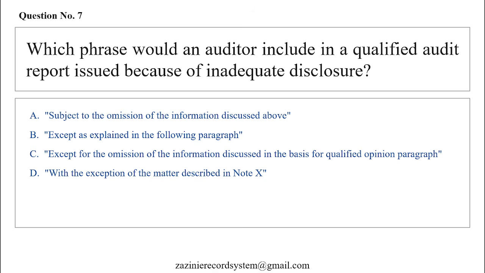Question number 7. Which phrase would an auditor include in a qualified audit report issued because of inadequate disclosure? Letter A. Subject to the omission of the information discussed above. Letter B. Except as explained in the following paragraph.